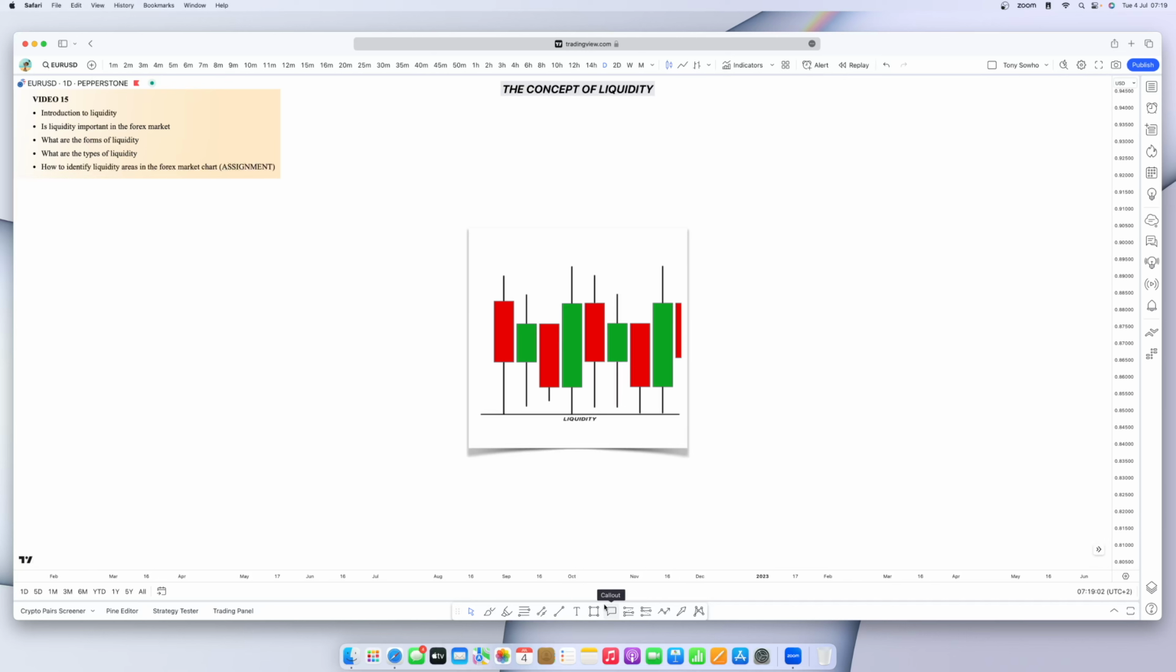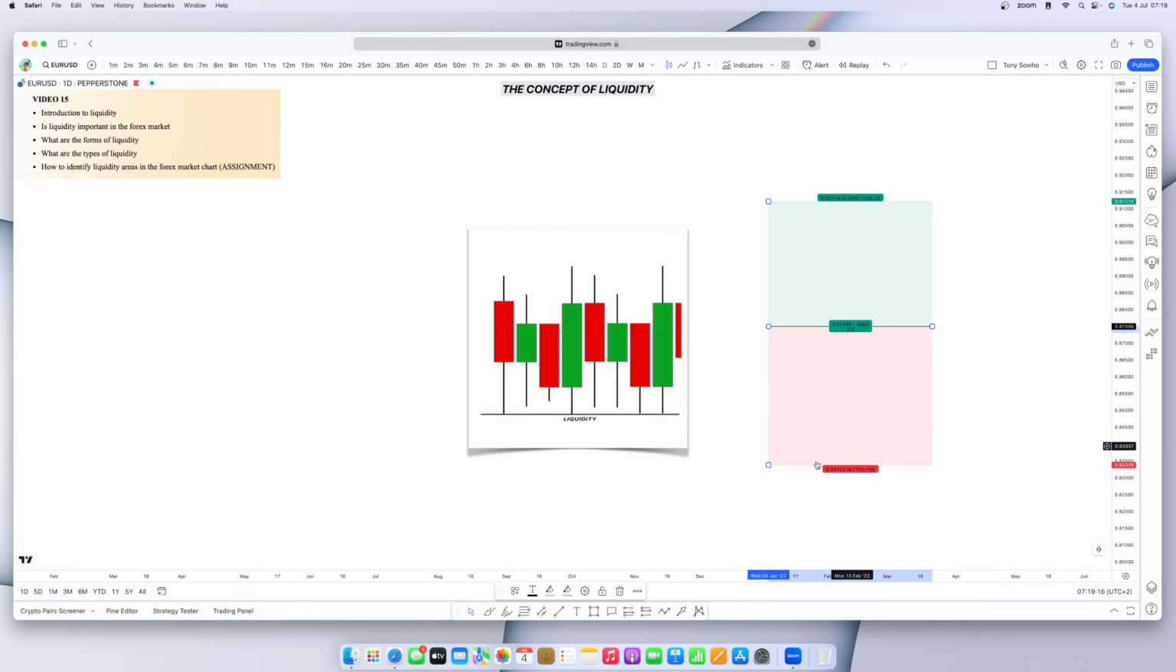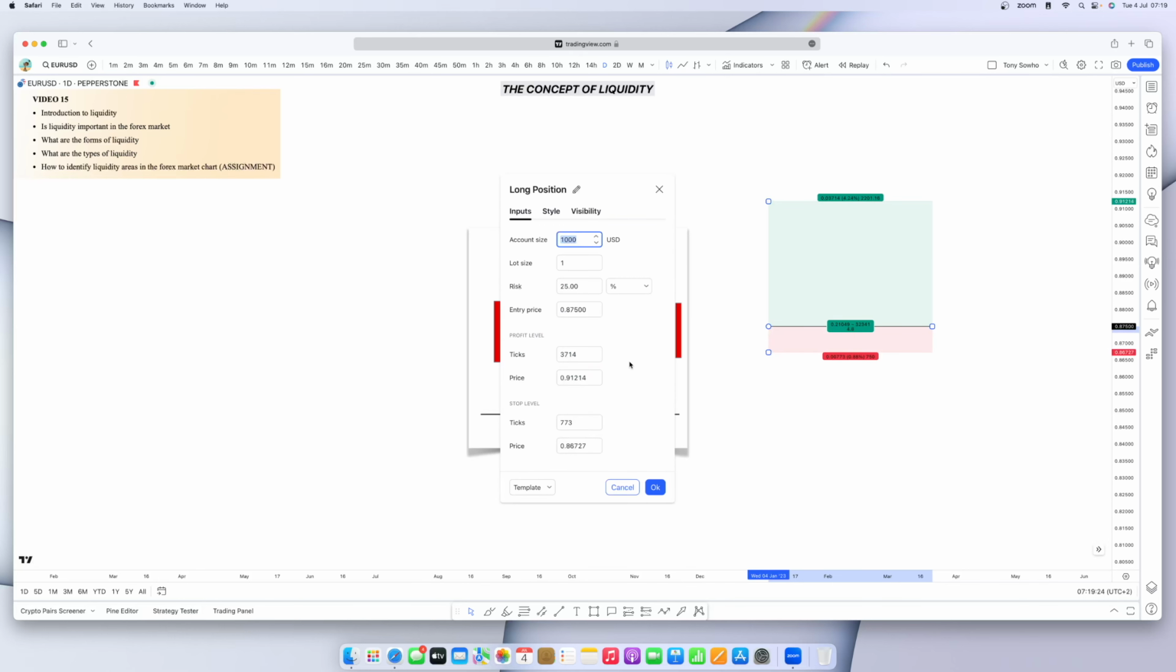Now let me bring out this long position too. And I decide to buy Euro USD at 87,500. That's where I'm getting in, 87,500. As you can see, 87,500. And I decide to go in with, let's say, a 100 pip stop loss.